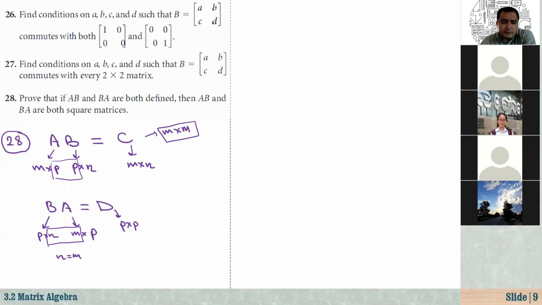Which means that if AB and BA are defined, then A times B and B times A must be square matrices. Okay. That is how we prove this.